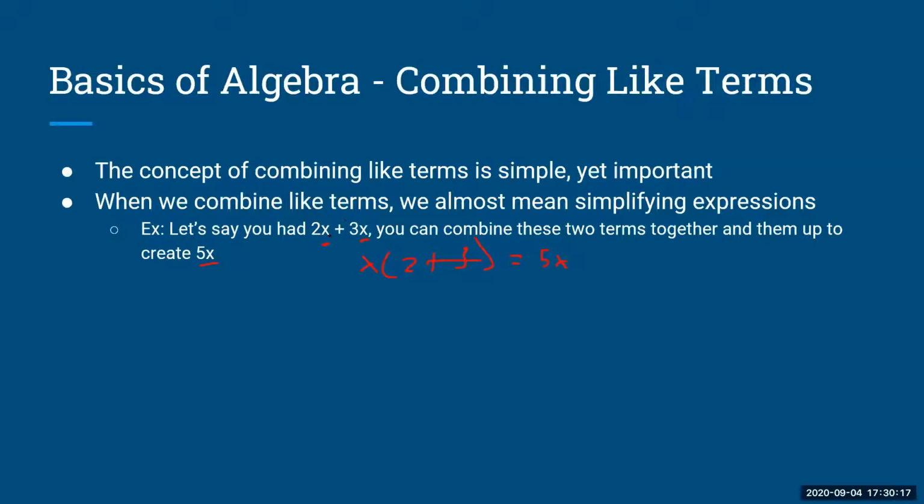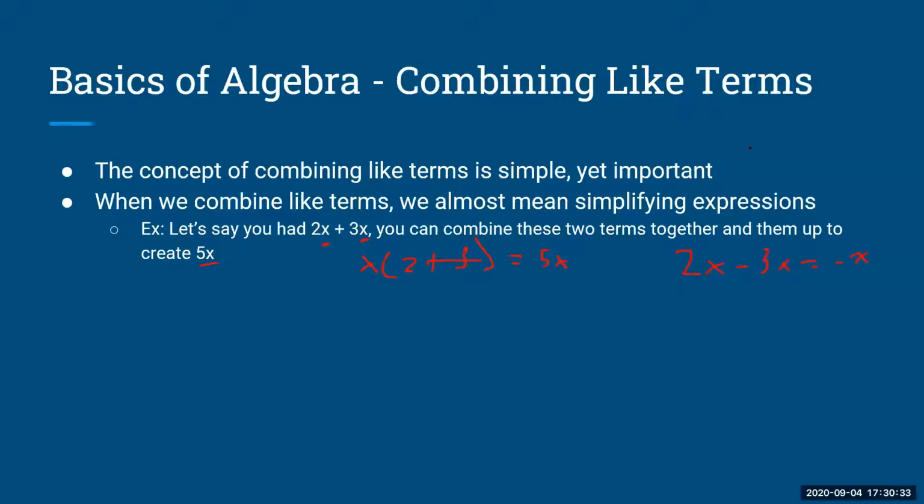So when you're adding like terms, you combine the coefficients, you add the coefficients. When you're subtracting, so if you had 2x minus 3x, that'd be negative x, right? Only if they have the same variable, yes.